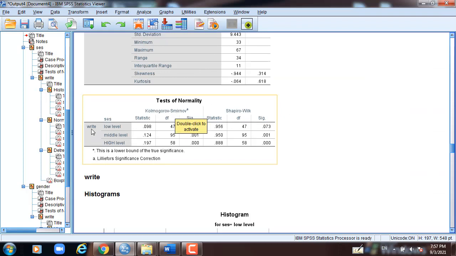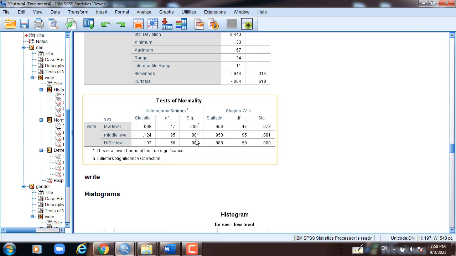What we have here is the outcome, as you can see, the test for normality. Write with low level, write with middle level, write with high level. As you can see, two of them, middle and high level, are statistically significant, which is less than 5% for both Kolmogorov and Shapiro. This means that the data are not normally distributed, except for write with low level, which is statistically not significant.